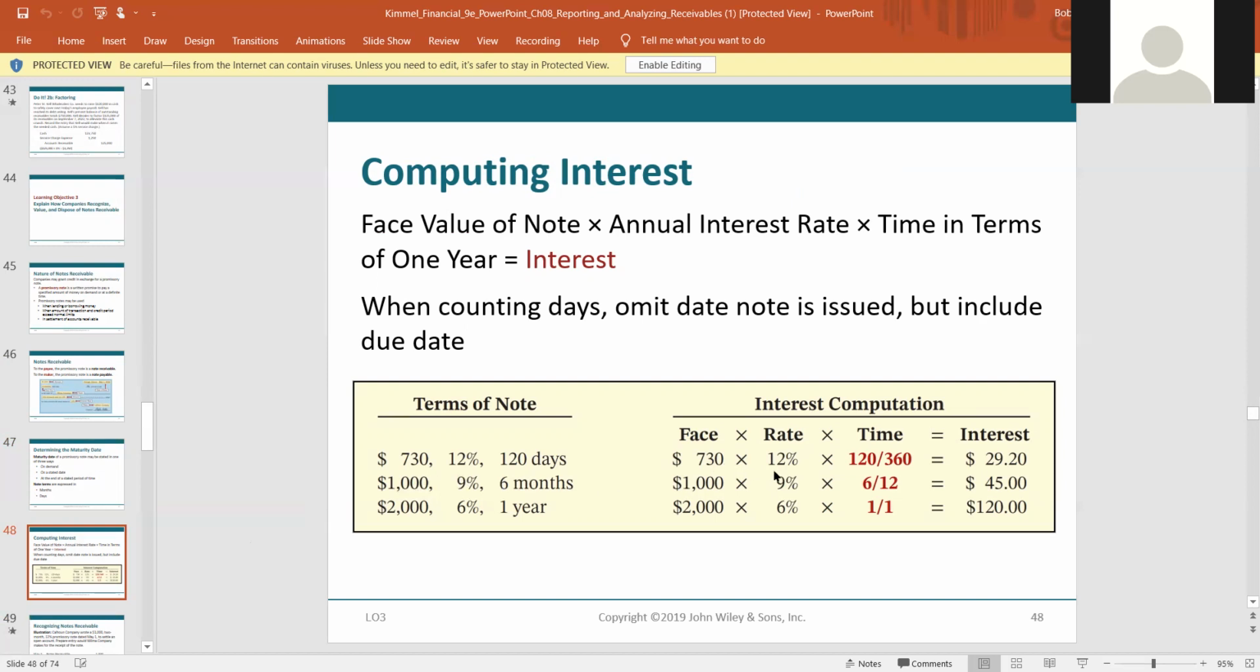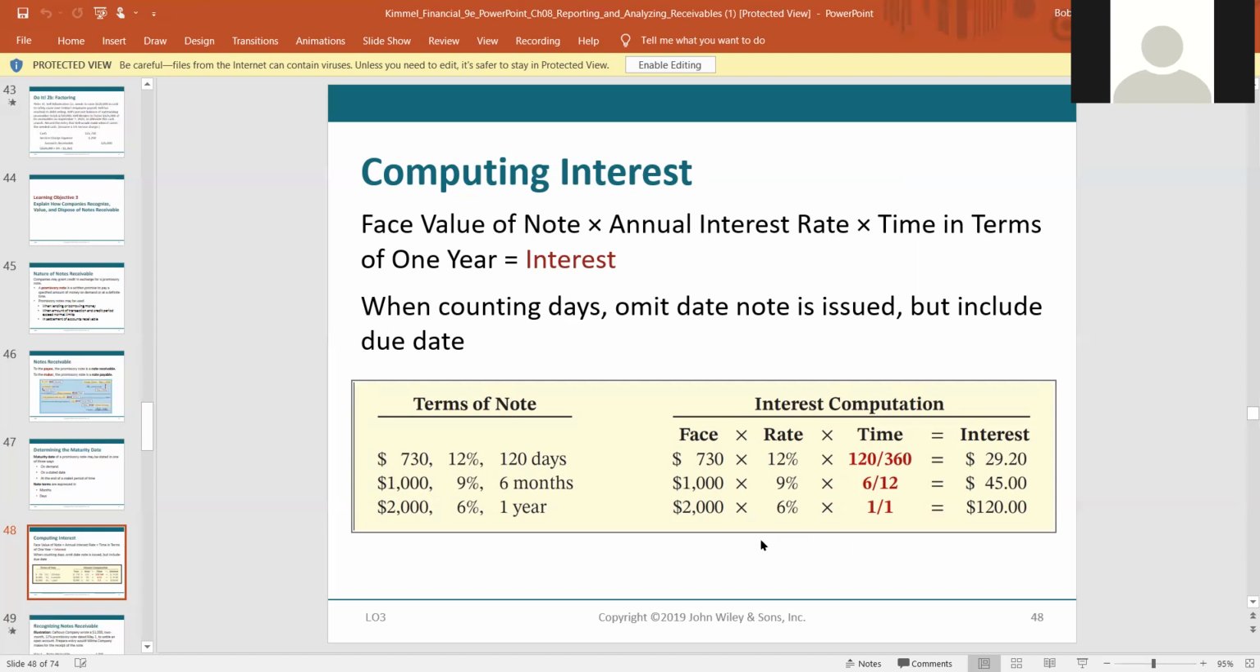$730 times 12%. Keep in mind, whenever you see an interest rate, it always represents an entire year. An entire year. This note is only 120 days. So they're saying 730 times 12% times 1/3 of a year. They're saying times 120 days, 120 divided by 360. They're using 360 instead of 365, just to be clear, I think. And there's your interest, $29.20.